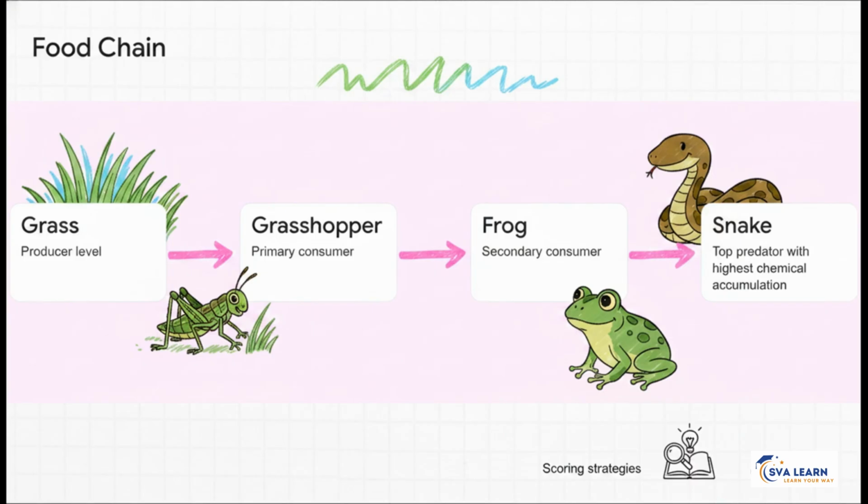They'll often ask you to construct a food chain to show this. Under exam pressure, just use this super simple mnemonic, GGFS. Grass, grasshopper, frog, snake. Easy, right? Just remember to draw your arrows pointing from left to right to show the energy flow. And please, never draw the arrows pointing backward.